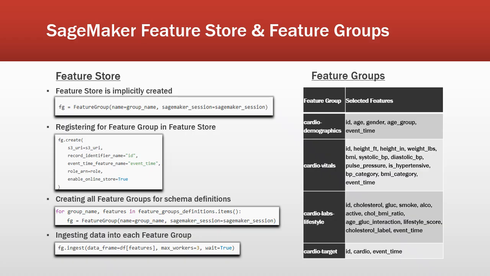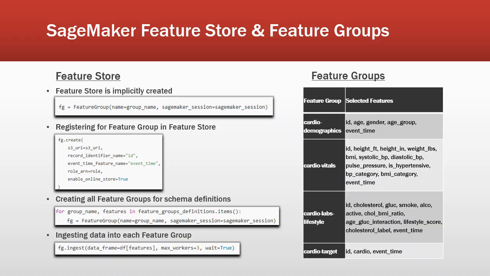We then define 4 logical groups, which is looped through and created accordingly. Finally, the engineered features are ingested using fg.ingest, populating both the online and the offline store. To the right, this is how we logically organized our engineered datasets into 4 feature groups.